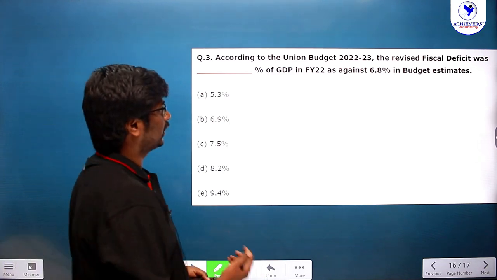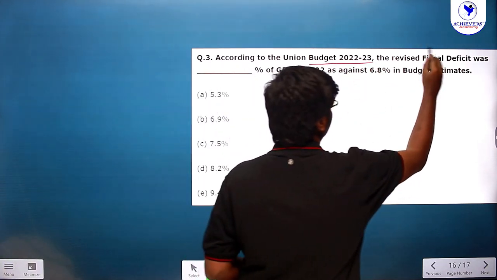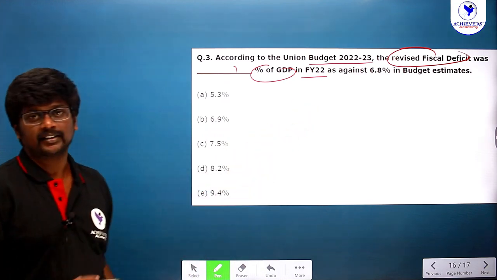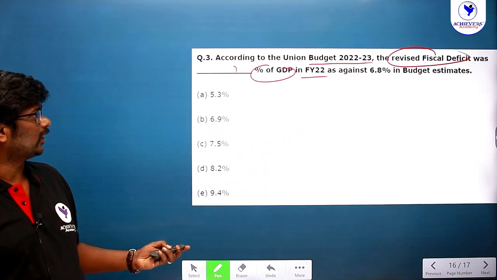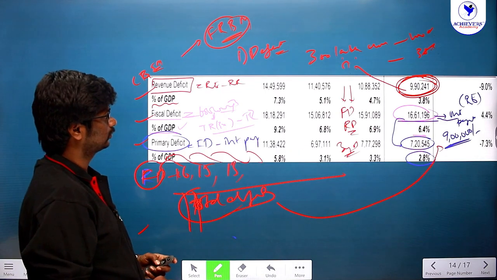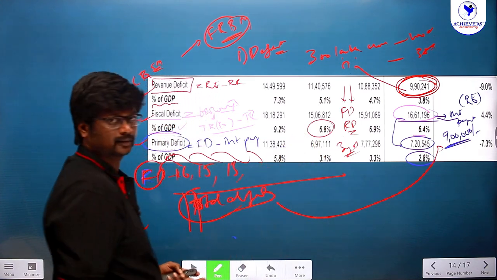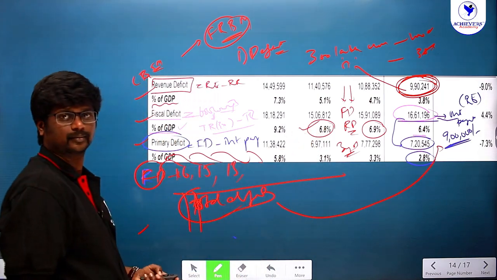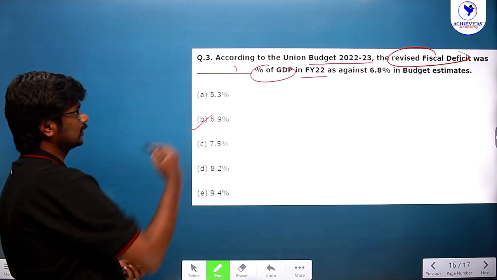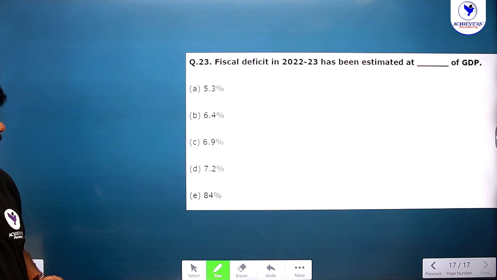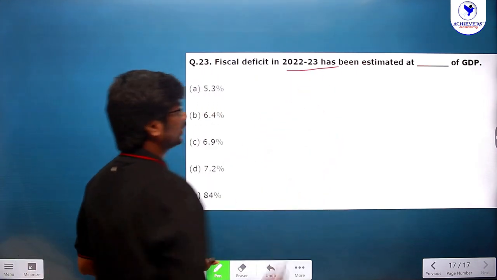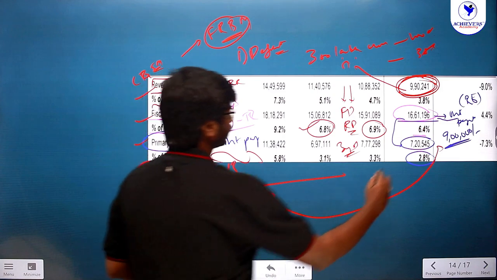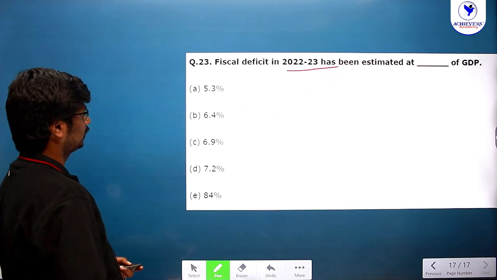So questions can be asked like, for budget 2022-23, the revised fiscal deficit as percentage of GDP is how much percentage of GDP in financial year 21-22 as against 6.8% in budget estimates. So these are the budget estimates. These are the budget estimates. So these are the revised estimates. So the answer is 6.9%. Fiscal deficit in 2022-23 is estimated to be how much percentage of GDP? The answer is 6.4%.